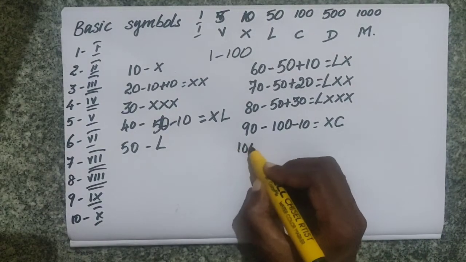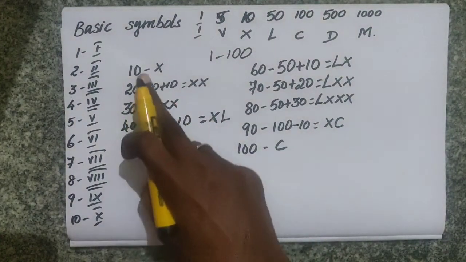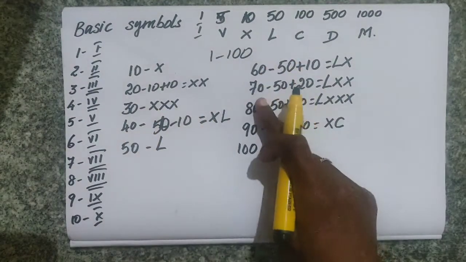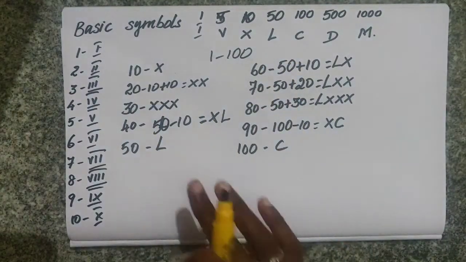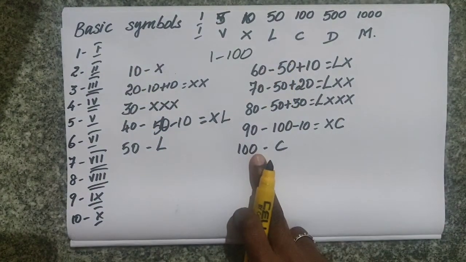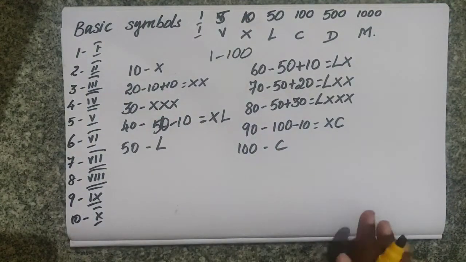Again, you know for 100 it is C. Okay, so now we know the Roman numeral for 10, 20, 30, 40, 50, 60, 70, 80, 90 and 100. So if you know up to 10 and the multiples of 10 in Roman numerals, then writing 1 to 100 is very easy.